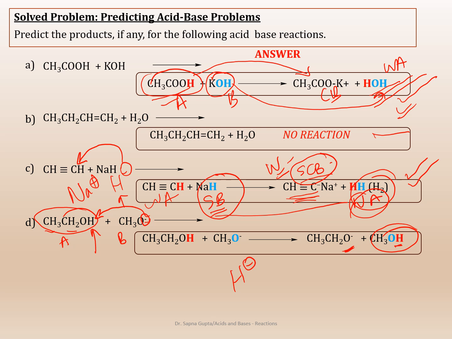Let's look at the last one, because the last one is a little bit different, because here we actually have two alcohols. You have an alcohol here and you have an alcohol here. You have an ion here and you have an ion here, in this case. So here is the acid, here is the base, here is the conjugate base, here is the conjugate acid. Let's compare the two bases.